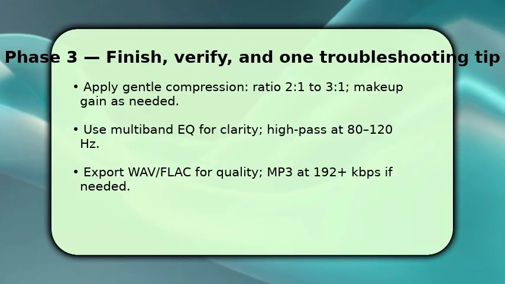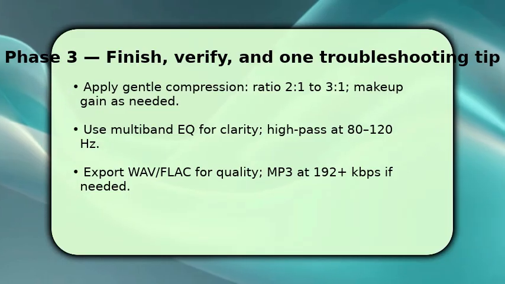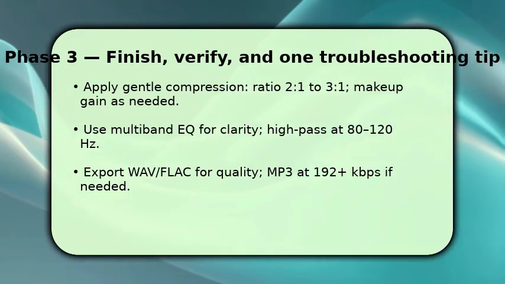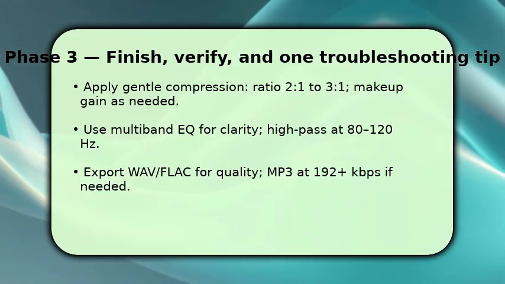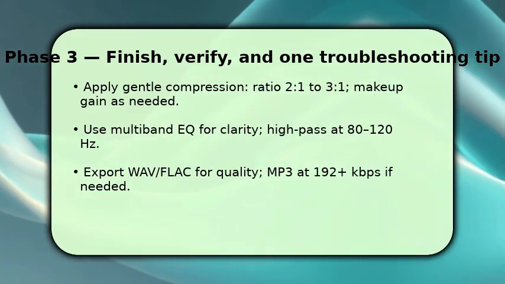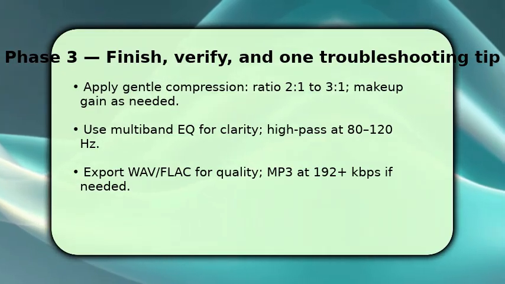Next, apply multi-band EQ. Cut below 100 Hz with a high pass to remove rumble, then boost presence slightly for clarity. When satisfied, export to WAV or FLAC for archival, or MP3 at 192 kbps+ for delivery.